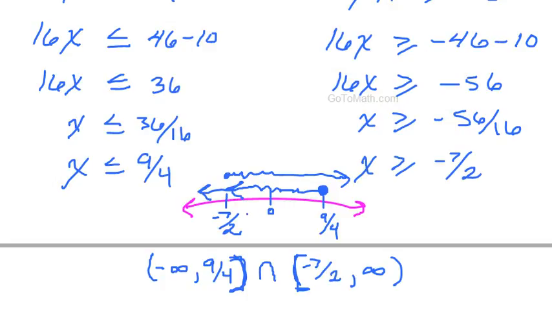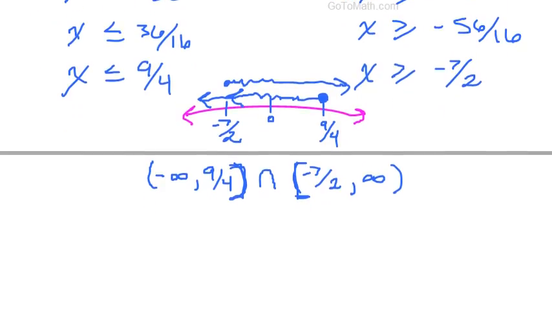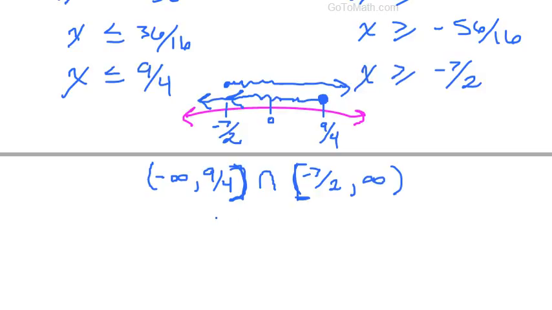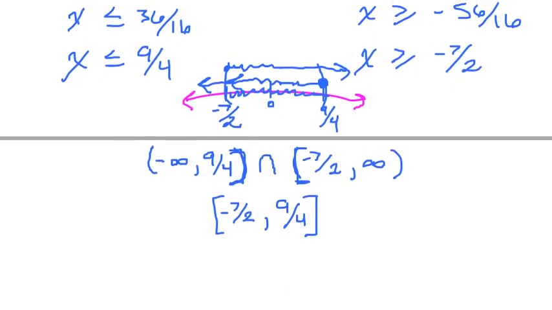Well, this intersection can actually be rewritten in the shortest way possible, and that would be going from negative 7 halves to 9/4. That's actually what we want to write, which just includes these values right here. You see that? So that would be the more proper way to write that, and not this way. This is a much better way of writing that. So negative 7 halves and 9/4.